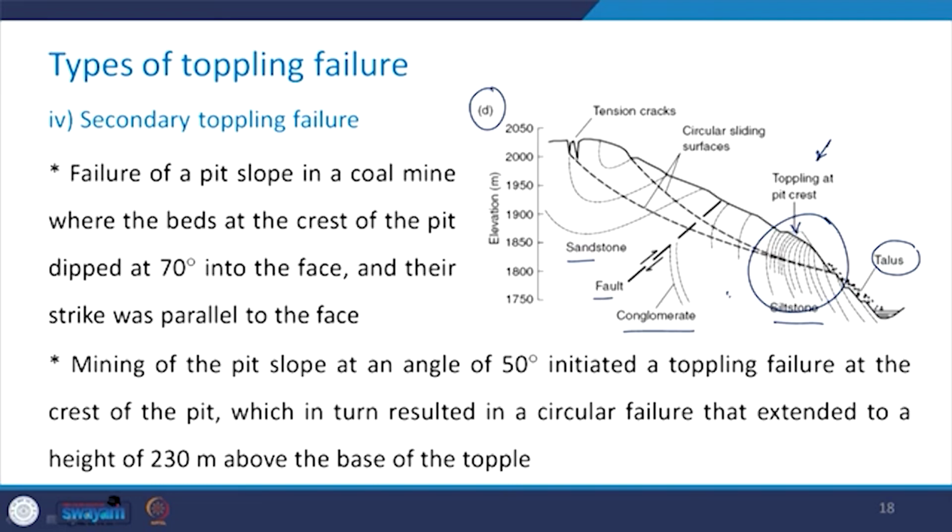So you see, this is the base of the topple where the toppling is taking place. So somewhere here it is say about 1850 or so, and this triggered the kind of circular failure surface, and see it goes up to here. So it is about, let us say, 2000. So you see what the height difference is here.